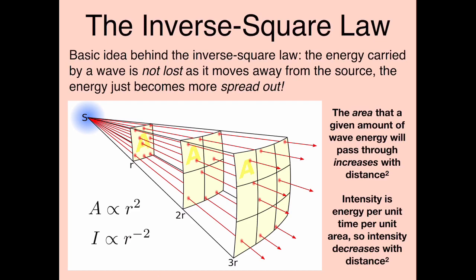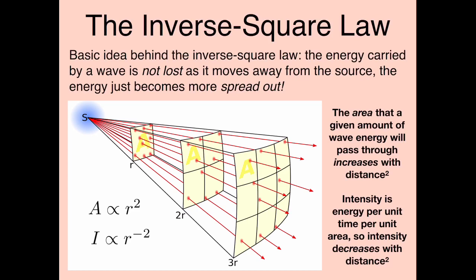And then if we increase the distance even more, so now we're a distance 3r away from the source, well, now the area that those rays are moving through is even bigger than before. Now it's actually 9 of those original areas that you can fit inside of this bigger area. So the point of all this is to say that the area that your waves have to pass through increases with the distance squared. So the area is proportional to the distance squared.